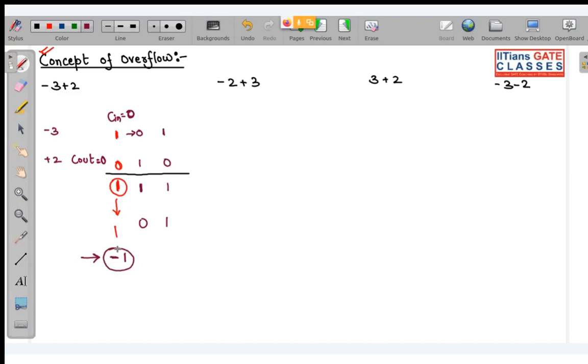Tell me if this is clear to you or not. See, this is a very important concept. If you don't understand, it will be very difficult later on. Tell me, is this clear, all three of you?